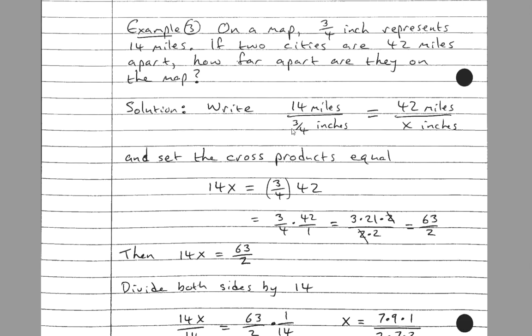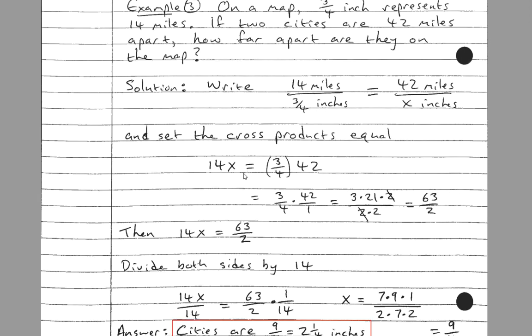Here we have a fraction. You can have fractions and decimals, mixed numbers in these rates. We can handle that, right? We can't really simplify here, so just set the cross products equal. So 14x is equal to 3/4 times 42.